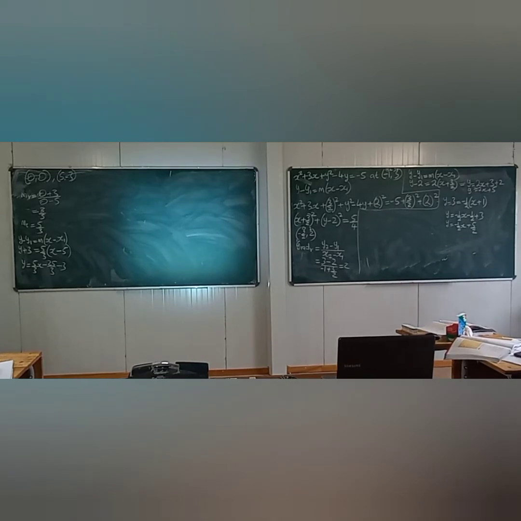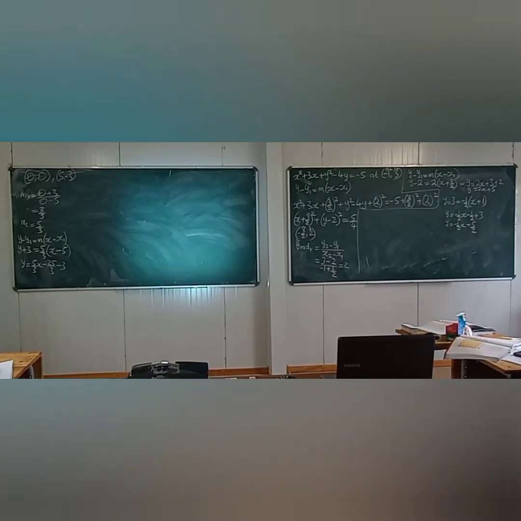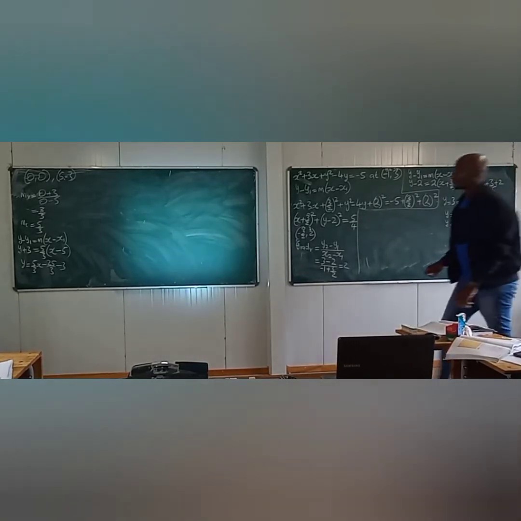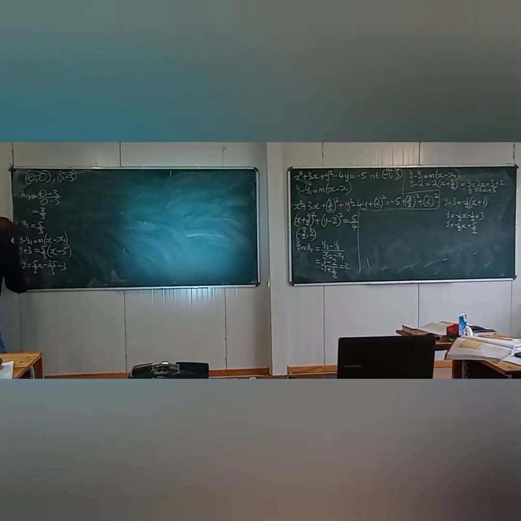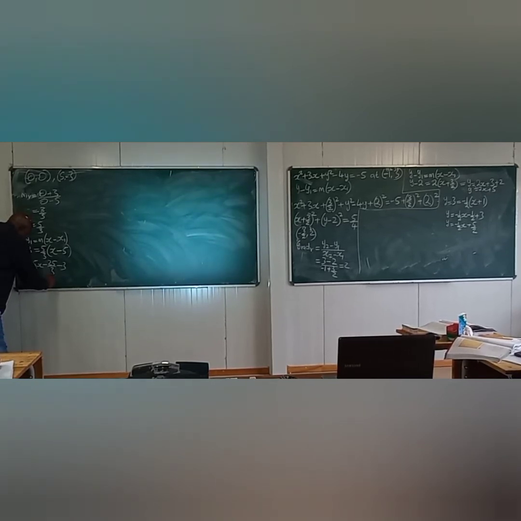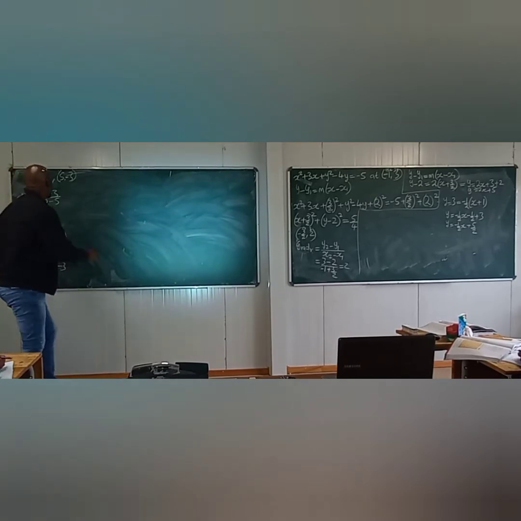So y equals 5 over 3x minus 34 over 3. Great. Right.